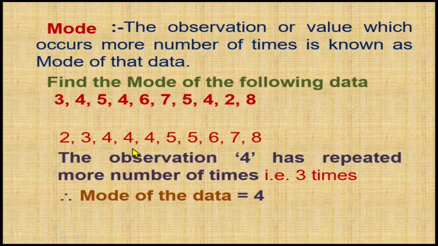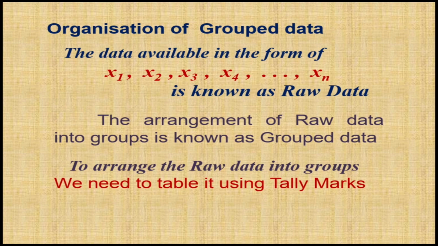So, the observation which is repeating more number of times, or recurring more number of times, is called the mode of that particular data. If you have only one mode, you will call it unimodal data. If you have more than one, like 2, you will call it bimodal data. Are you clear, children? Now, let us discuss the organization of grouped data.